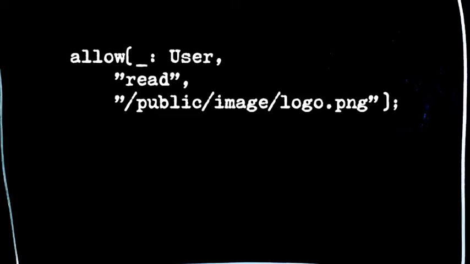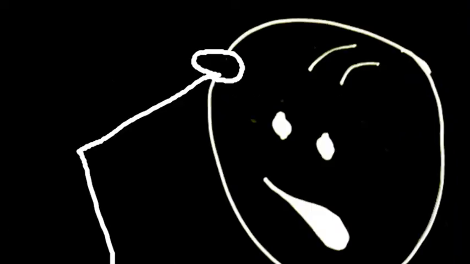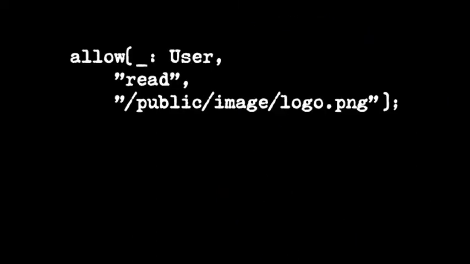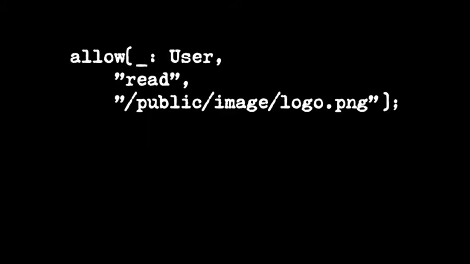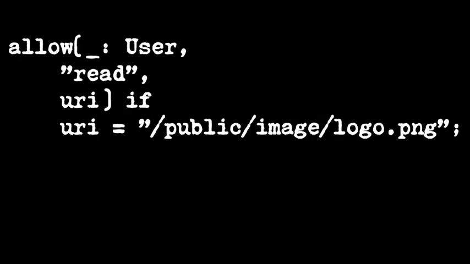Wait. Where's that user class come from? Hey, good question. We registered it with the OSO object when we made it. So now we can use the class in Polar. Hey, that's kind of awesome. So let's say we want to serve everything under public to anyone. Okay, let's start with a little refactor.